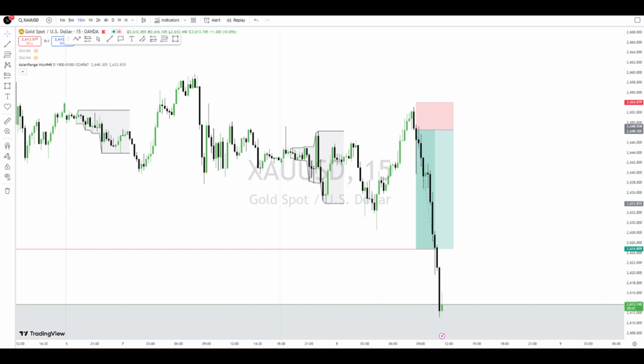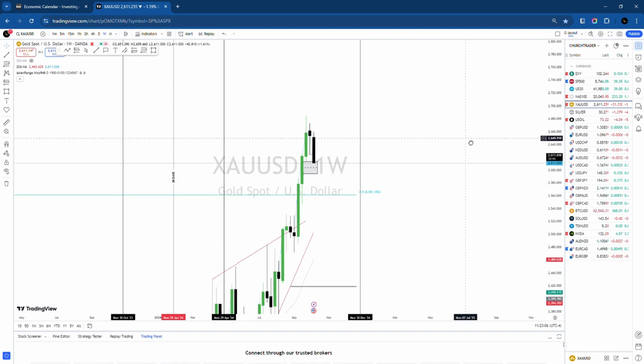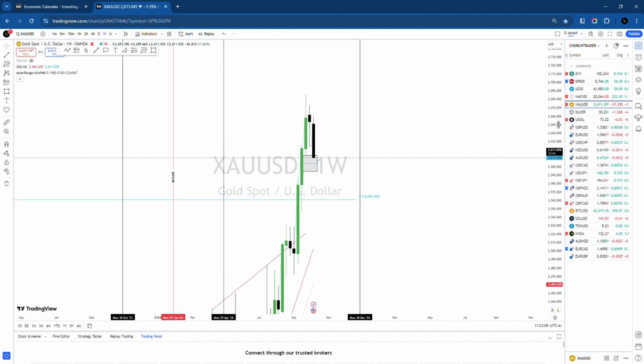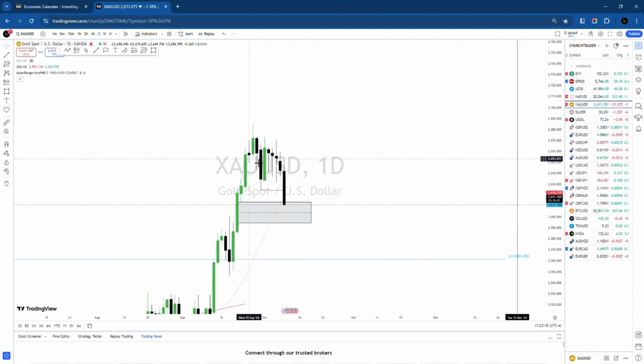Alright guys, so I'm going to show you how I caught this gold sell today during pre-New York session. So let's go to the weekly time frame to realize that gold has been in an uptrend for a very long time, but last week we printed a bearish candle, which gives an indication of some exhaustion of the bulls in the market.